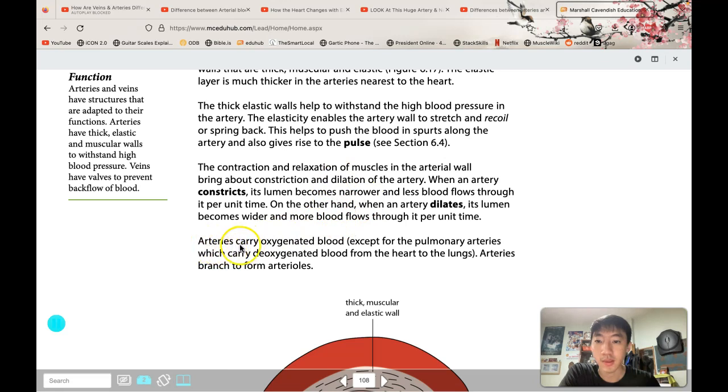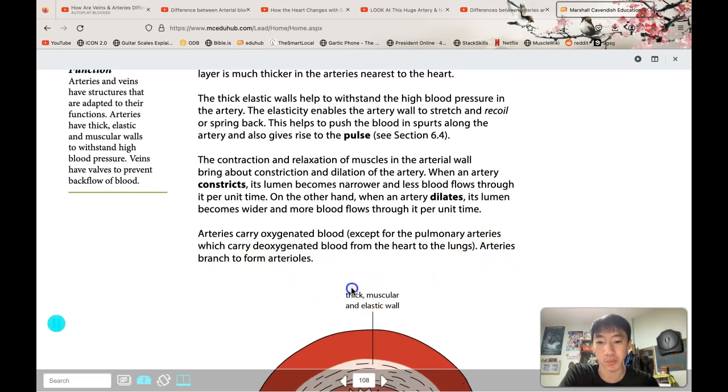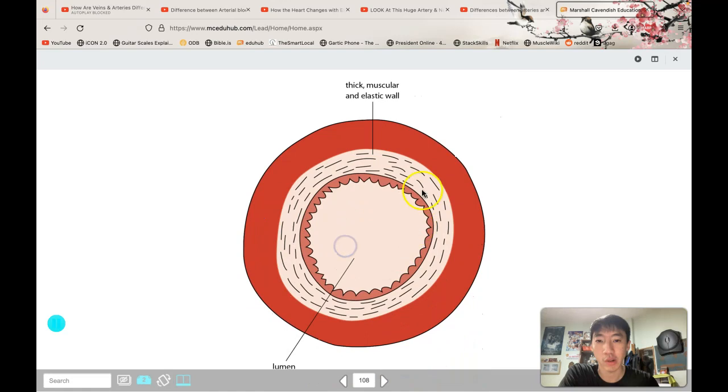So arteries carry oxygenated blood, except for the pulmonary arteries, which carry deoxygenated blood from the heart to the lungs. And eventually, arteries will branch to form arterioles. Now, in general, most arteries are quite nice looking. They look round and everything, and they have a very even shape, right?